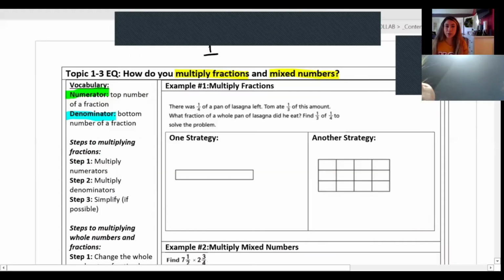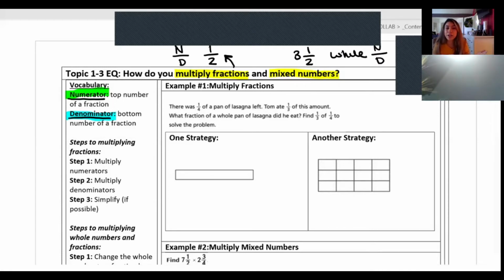So let's jump into our notes for topic 1-3. We have our essential question of how do you multiply fractions and mixed numbers. Ms. Wilmington is just making a quick note to help us remind ourselves that a fraction is the numerator over a denominator. And then we have a mixed number, which is a whole number with a fraction attached to it. Our numerator is the top number in a fraction, and our denominator is the bottom number of a fraction. Perfect. Now that we know that, we could just jump straight into example number 1 of multiplying fractions.